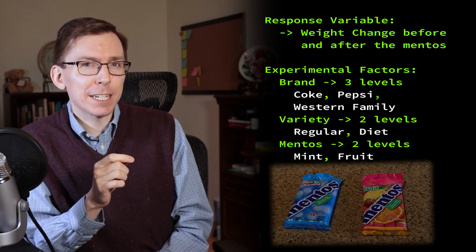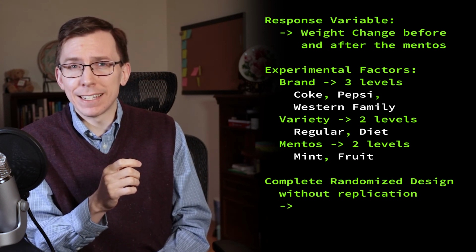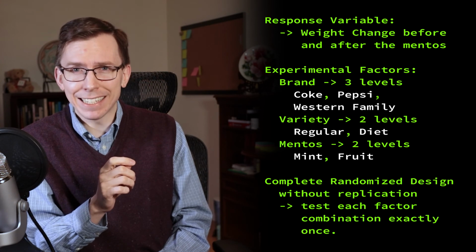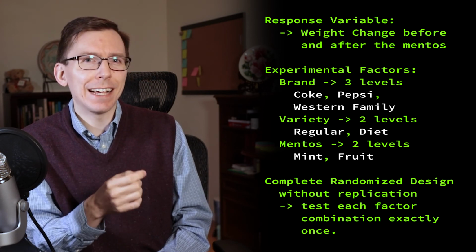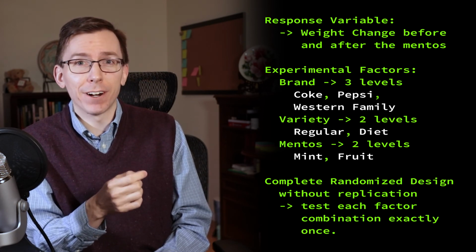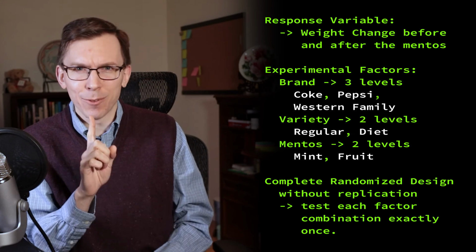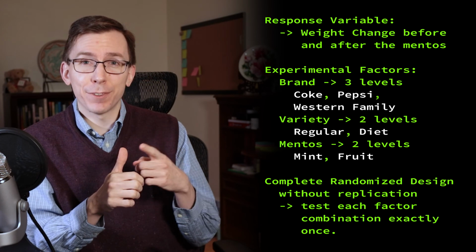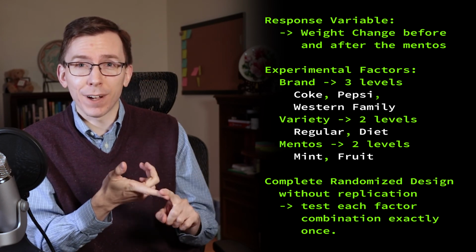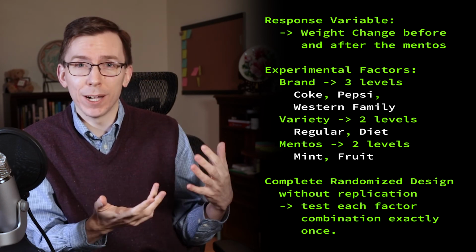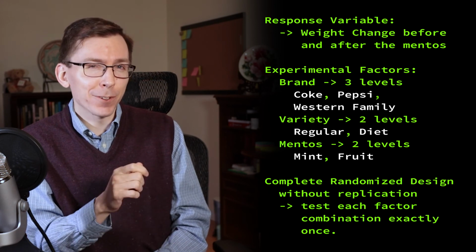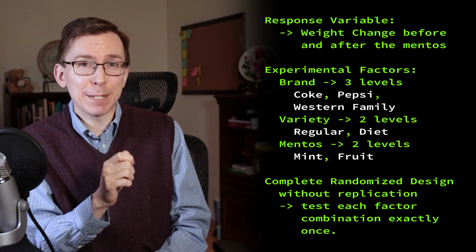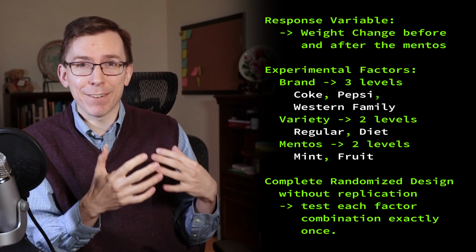Now, we're going to run this experiment as a complete randomized design without replication, and what that means is that we're going to test every combination of our factors exactly once. And that's going to give us a sample size of 3 brands times 2 varieties times 2 Mentos, or 12. Now, the first rule of design of experiments is to randomize everything.